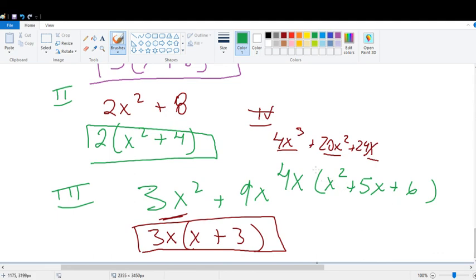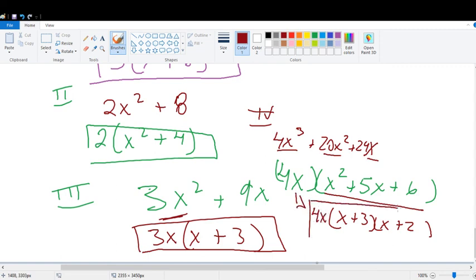And it appears like we are done, except we are not. If you look carefully here, we can factor this out further. Since this is x squared, x times x is x squared. Think of two factors that will give you a product of 6 and a sum of 5. You can do 3 times 2 is 6. When you add these two, you get 5. Don't forget this one here. So these are all my factors.